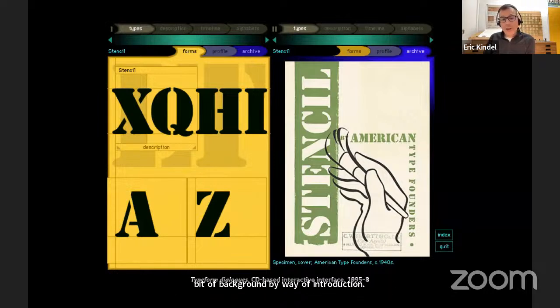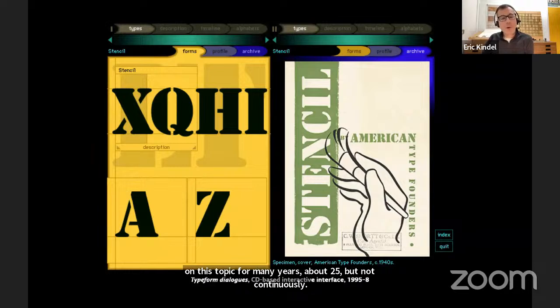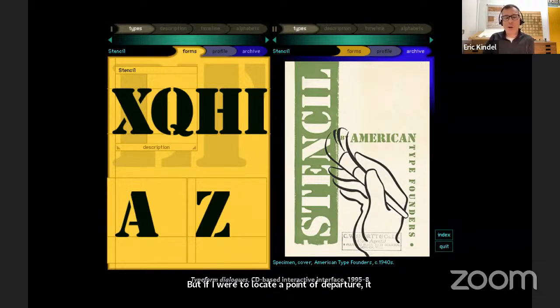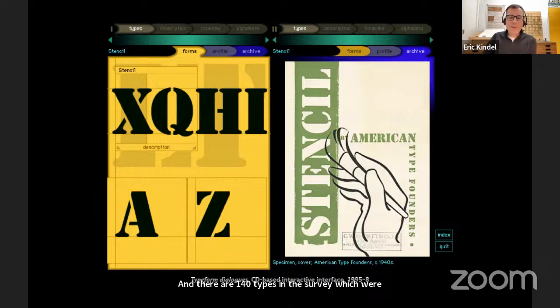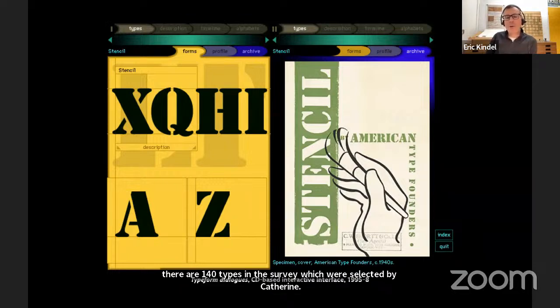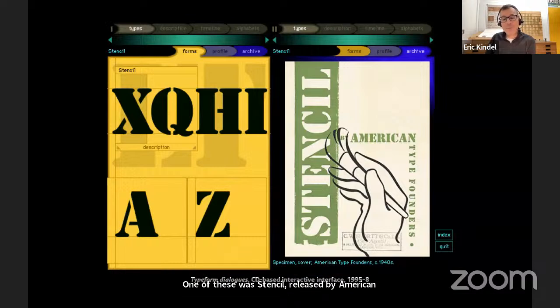As I've said, and as Sasha said too, I've been working on this topic for many years, about 25, but not continuously. But if I were to locate a point of departure, it would be this project called Typeform Dialogues, which I worked on in the 1990s with my then colleagues Catherine Dixon and the late Phil Baines. The project involved the design of a screen interface that surveyed the forms of types. And there are 140 types in the survey, which were selected by Catherine. One of these was Stencil, released by American Type Founders in 1937.